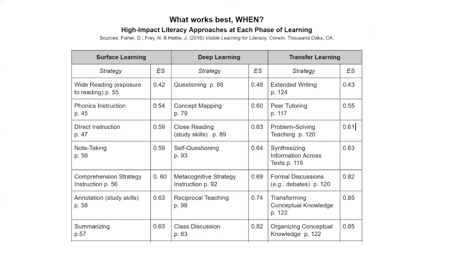Fisher, Fry, and Hattie have characterized numerous evidence-based strategies, and you can see where the strategies fall in regard to surface, deep, and transfer learning. As you can see from this chart, reciprocal teaching is a deep learning strategy and has an effect size of 0.74.